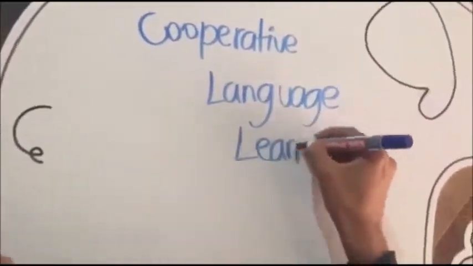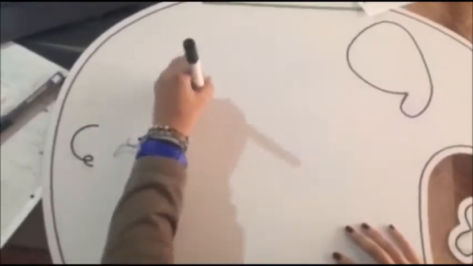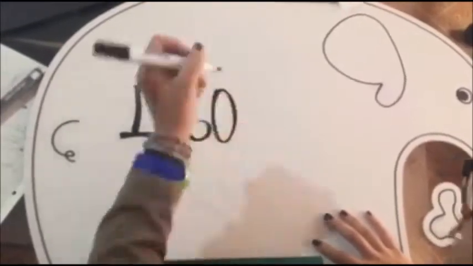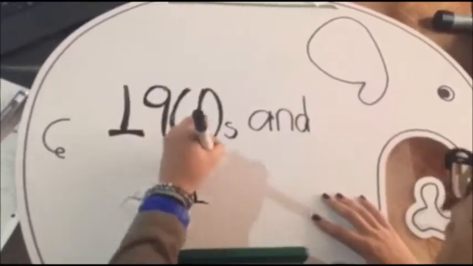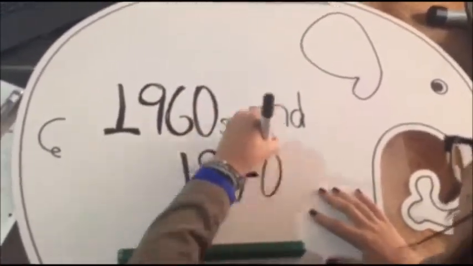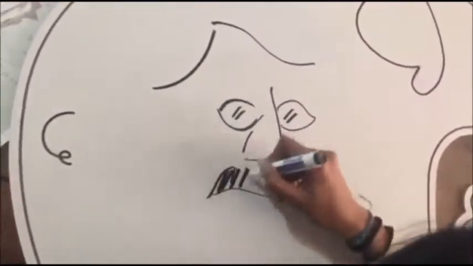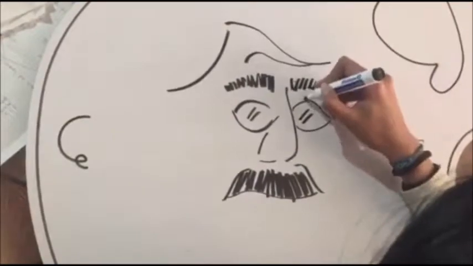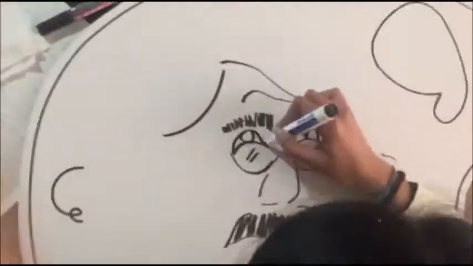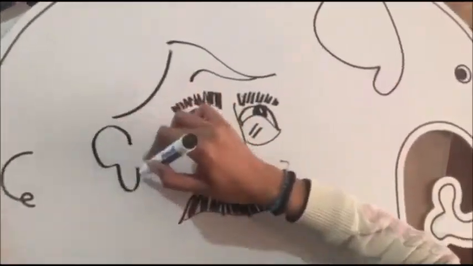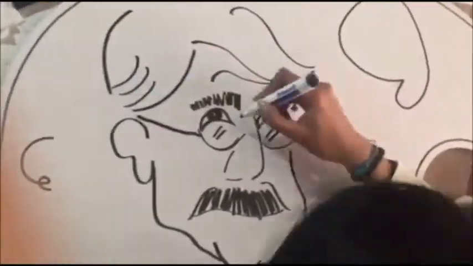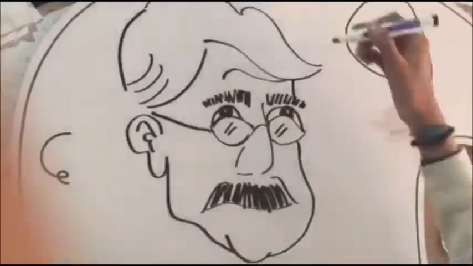Cooperative language learning is an idea that was developed in the United States in the 60s and 70s. The early 20th century U.S. educator John Dewey is usually credited with promoting the idea of building cooperation in learning into regular classrooms.